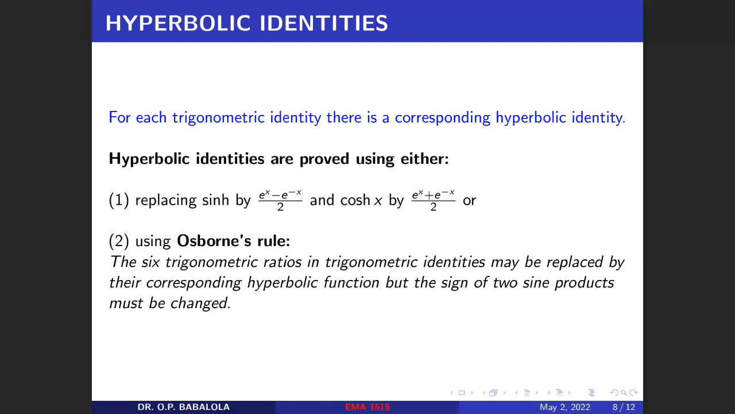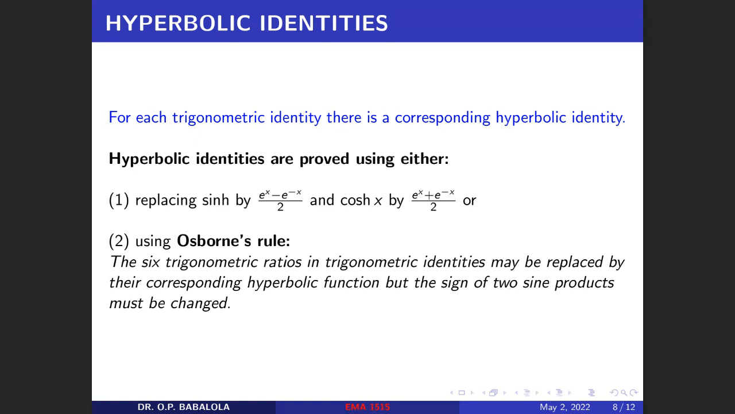You can prove them in two ways. One, by replacing your sine function by exponential x minus exponential minus x over 2, and your cos x by the positive part of it. That's replacing the trig identities now. Or you use something which we call Osborn's rule. Okay, we would see a lot of proofs of that in our examples.